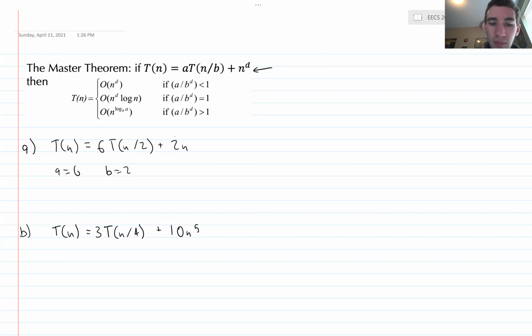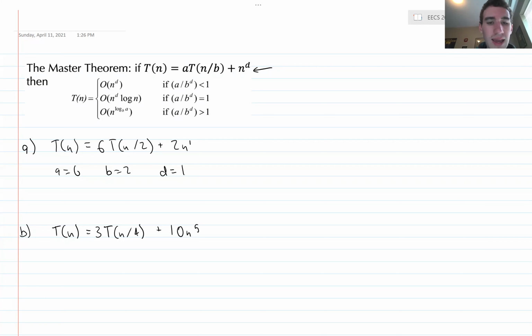We don't really care about the 2, since that's just multiplying by a constant. But what we really care about is the exponent of this n. And we know 2n is the same thing as 2 times n to the 1. So that's going to give us just d = 1.